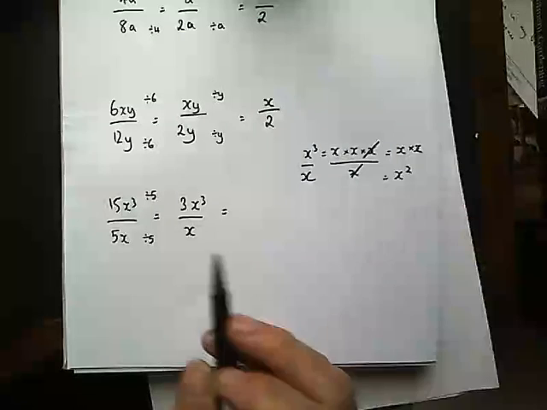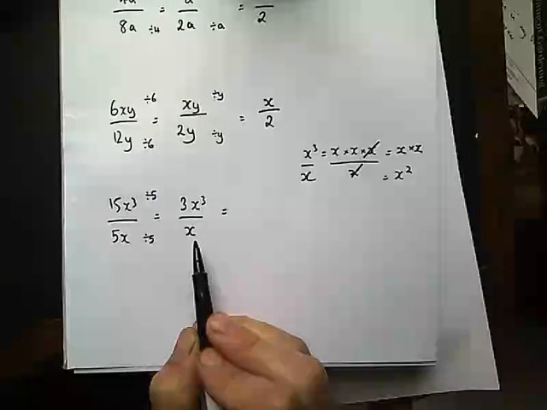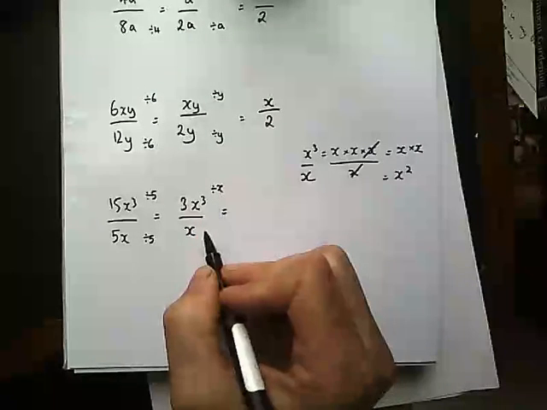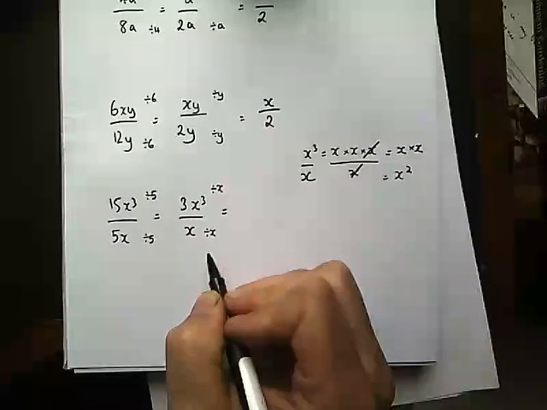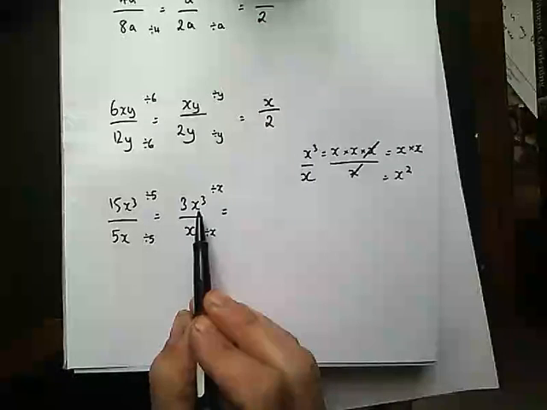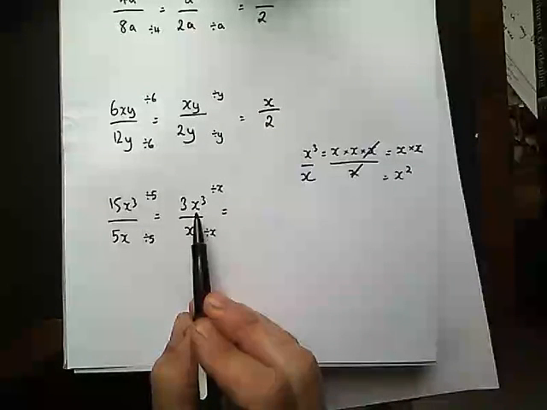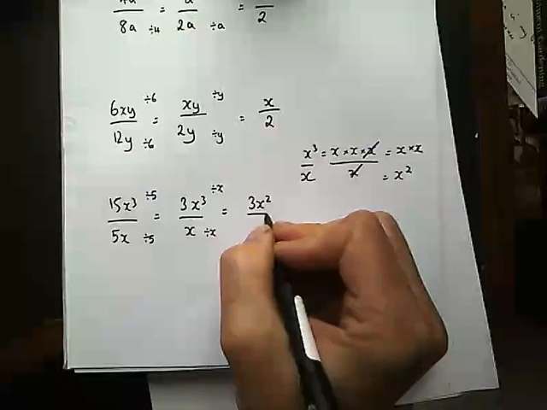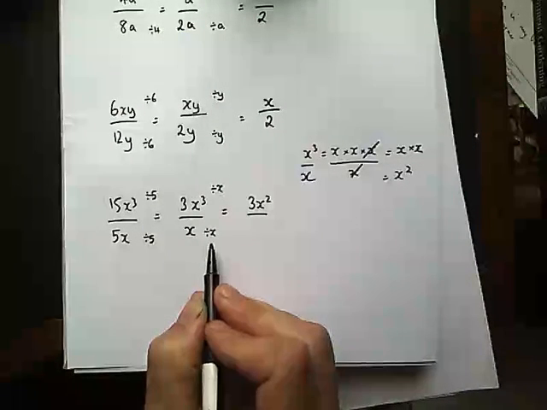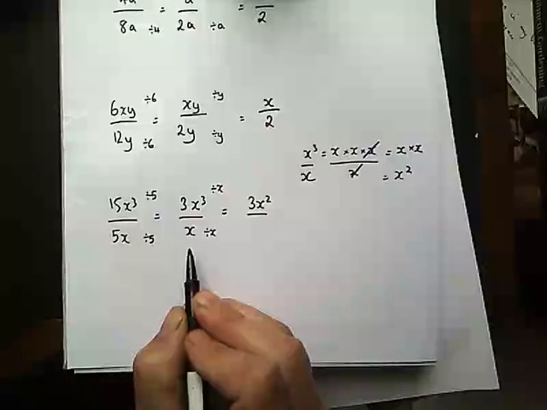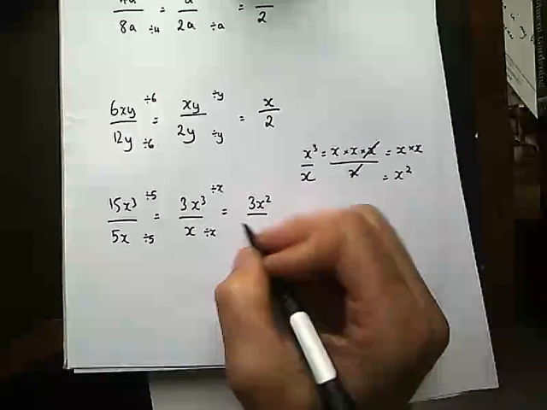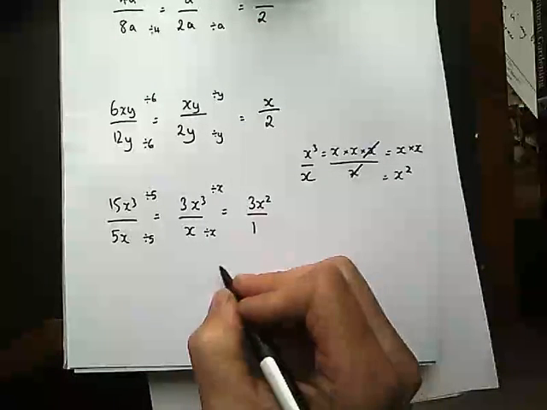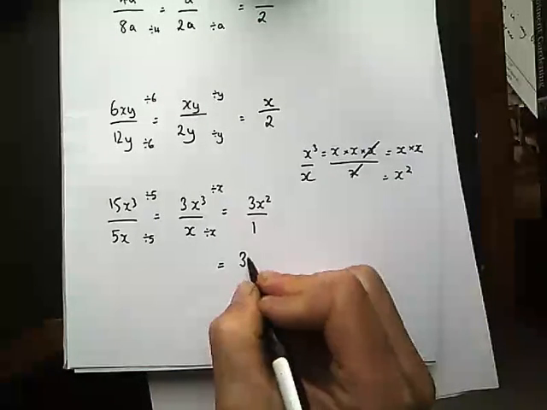So, going back to this question, if I divide the numerator by x and the denominator by x, then this x cubed becomes x squared. So I'm left with, on the top, 3x squared, x divided by x. How many x's go into x? 1. But then we don't write anything over 1, so my final answer is just 3x squared.